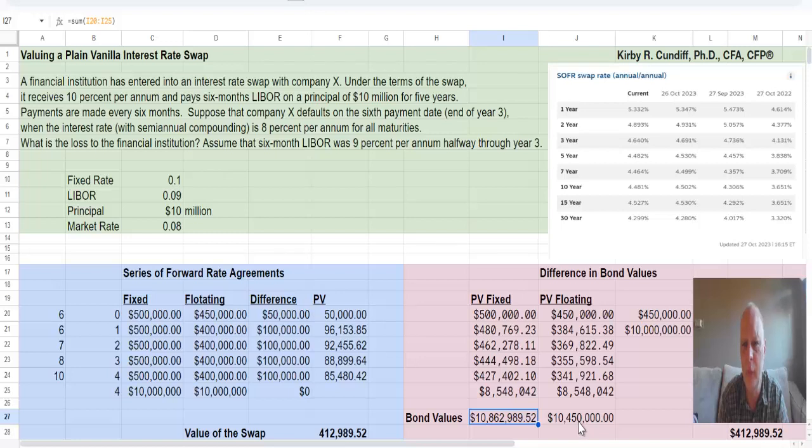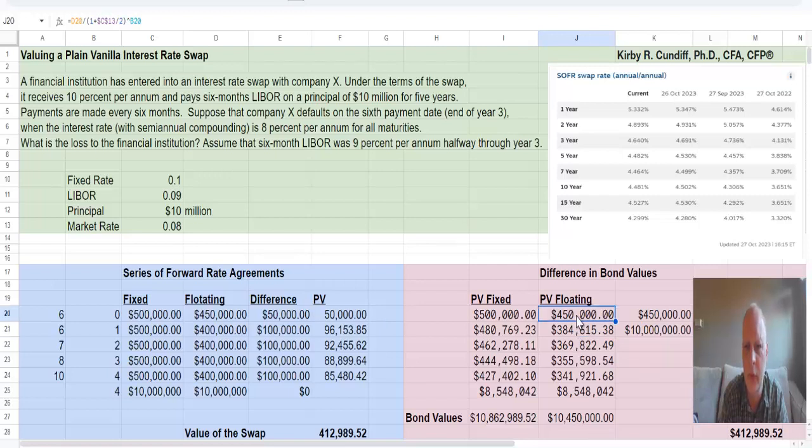Now we can do the same thing for the floating rate bond, and you can do that a couple of different ways. Well, since the floating rate bond resets every time, then after the default, it's just going to be worth $10 million. So the value of the floating rate bond is going to be the value of the default of $450,000 here, plus the $10 million of the principal, or $10,450,000. You can also do that again by summing each of these payments.